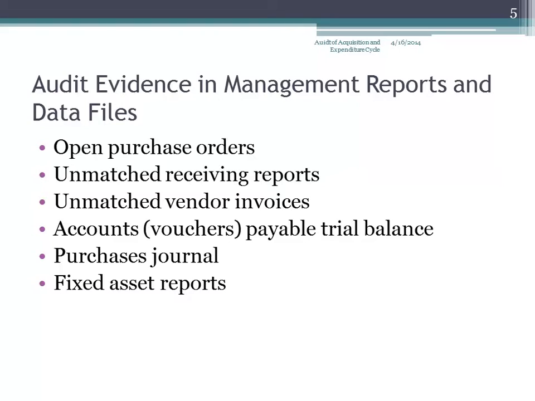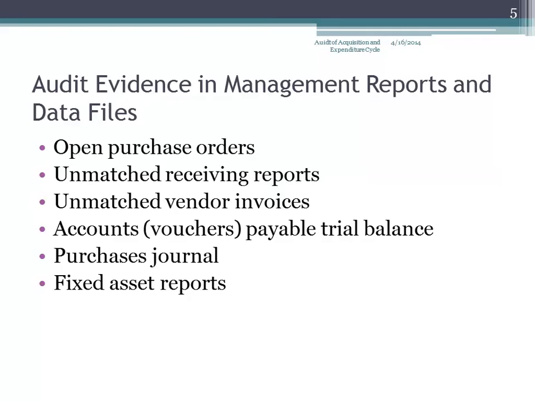Unmatched receiving reports. And unmatched, because the receiving report should be matched to the purchase order. So a control that the auditor would look for is that when goods come in, the warehouse doesn't just accept those goods. They look to match those goods to an approved purchase order. Right? They want to make sure that they're not receiving goods that were not ordered. So the purchase order should be in the system. They should match those goods to the purchase order in terms of the vendor, the quantity, and so forth. So that's what we mean.